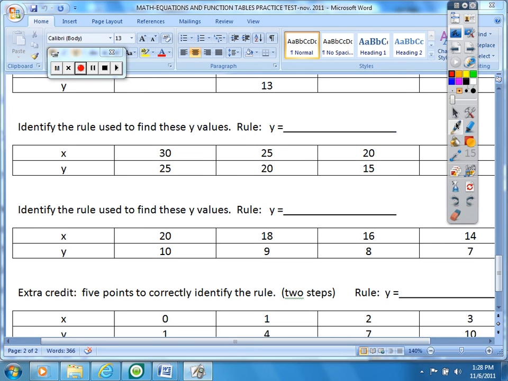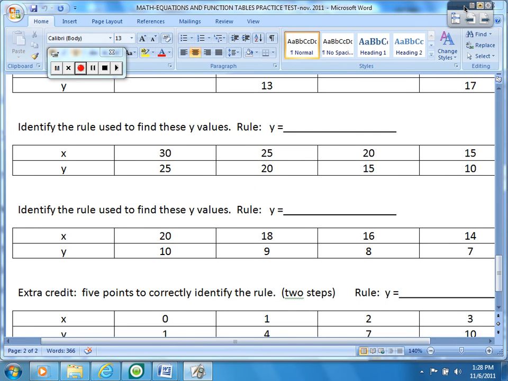Identify the rule. And I just want to show you how these will be written. And the students will get versed on this pretty extensively. So if they pay attention, this is not hard. All I'm doing here is looking at the relationship between these two numbers and seeing if I can establish some kind of pattern. Well, you can look at that one and say, yeah, I see a pattern. Y is 5 less than x.